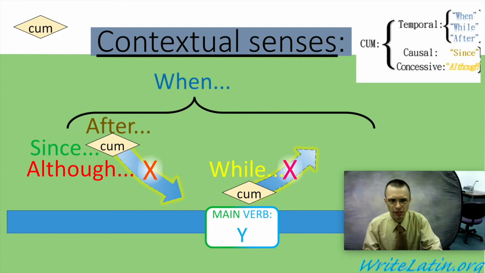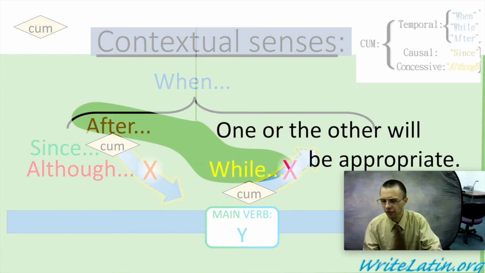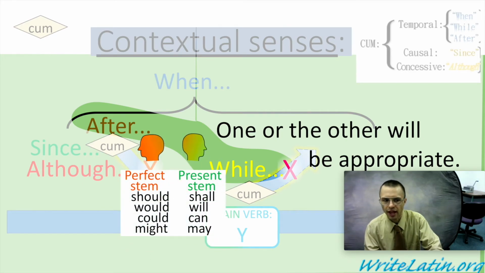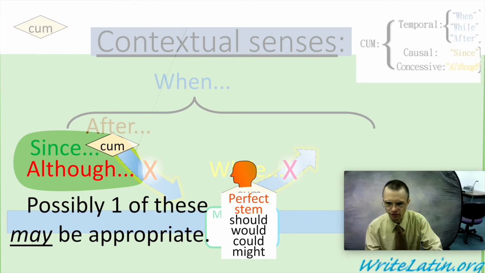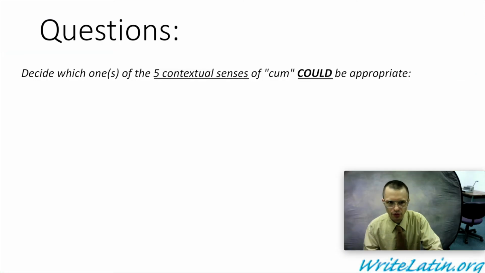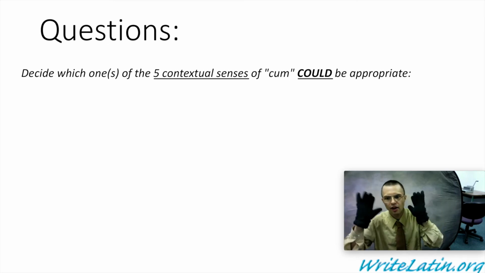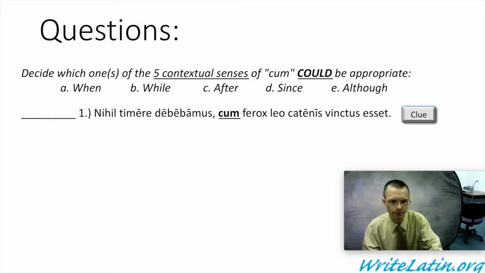So those are our 5 meanings: when, while, after, since, and although. When is always appropriate. After and while, one or the other will be appropriate depending whether it's a forward-looking subjunctive or a backward-looking subjunctive. And then lastly, since and although might be appropriate, and only if it's a backward-looking subjunctive. Almost always. Rarely a forward-looking subjunctive, but that is rare. So decide which one or ones, because multiple ones could work, of the 5 contextual meanings could be appropriate: when, while, after, since, or although.